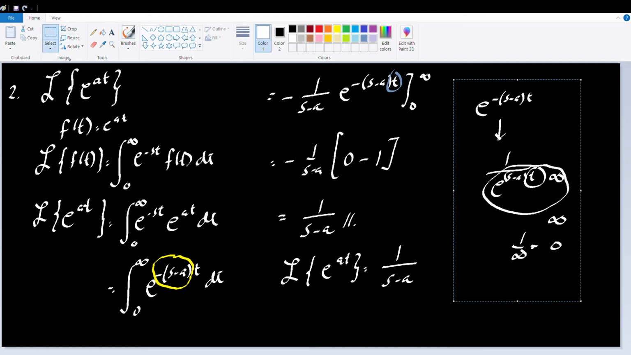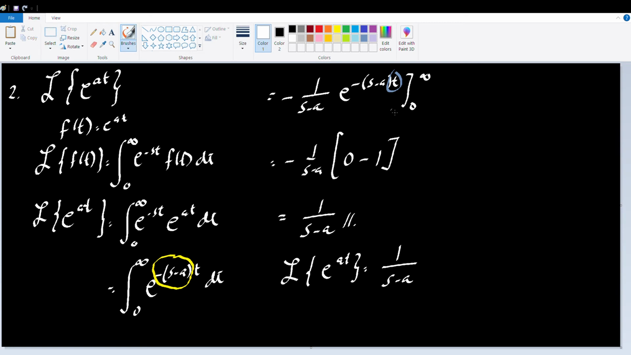So let's have some examples. What is the Laplace transform of e to the negative 3t? That will be equal to 1 over s minus negative 3. No? Our a here is negative 3. So 1 over s minus a or 1 over s minus negative 3, that gives us 1 over s plus 3.